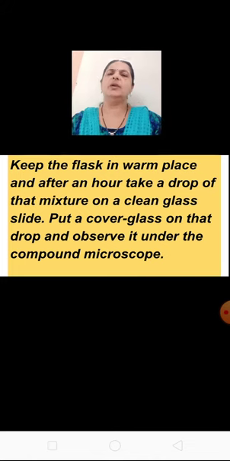After that, you keep it in a warm place, and after some time just take a drop and keep it on a clean glass slide, and put it on the compound microscope. So what you are doing is bringing active dry yeast from the market, taking 50 ml of lukewarm water, adding 5 grams of yeast and 10 grams of sugar, mixing it and keeping it in a warm place. After that, take one drop of it and keep it under the microscope.